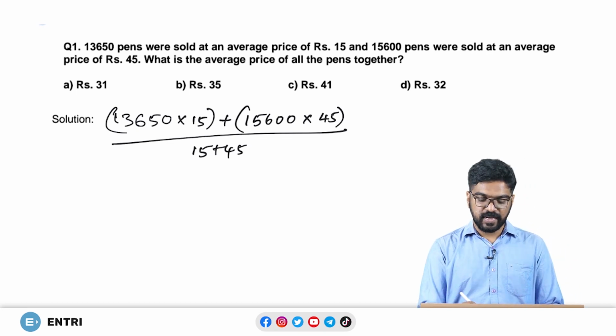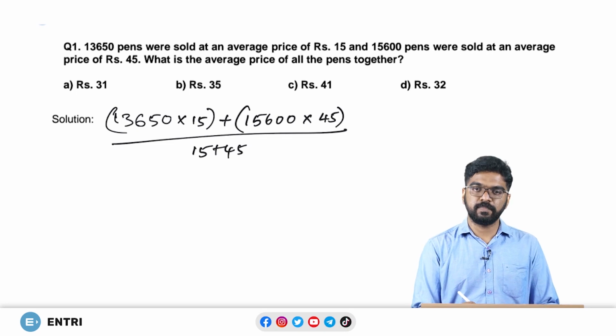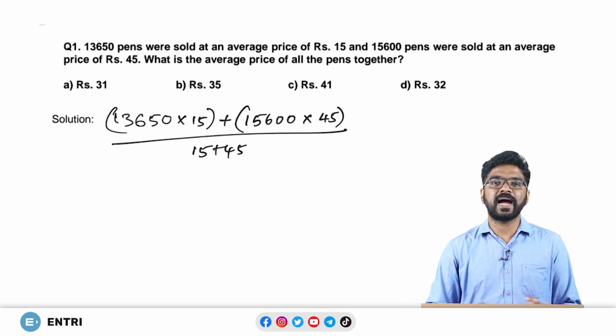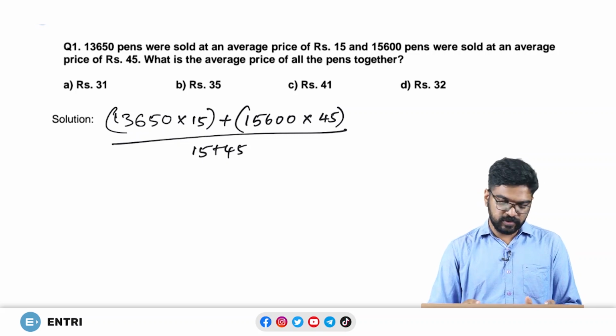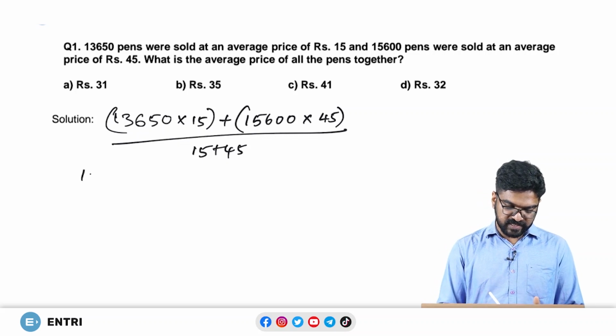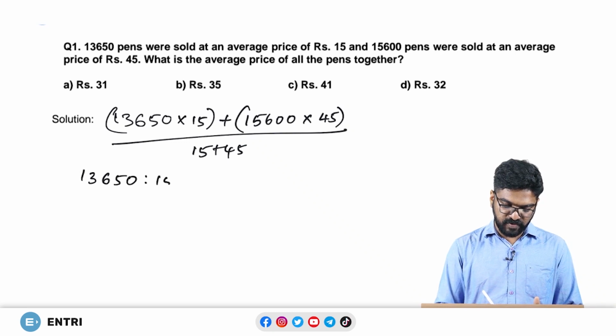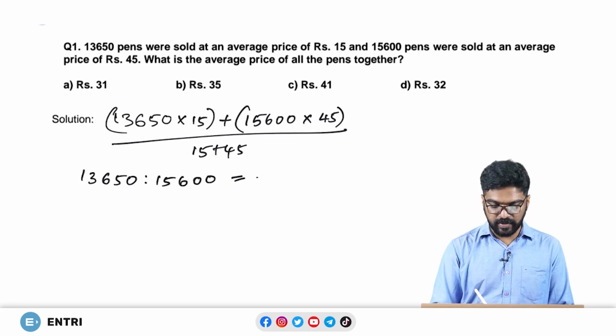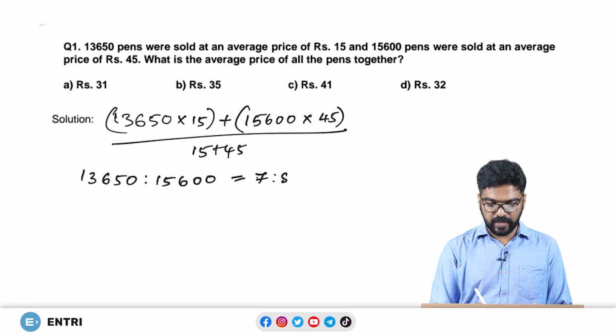Instead of doing this, I told you in the previous example that the numbers really don't matter. What matters is all about the ratio. So take the ratio of these numbers, 13,650 is to 15,600. That ratio is what really matters. Now when you do the simplification, you will get the ratio as 7:8.